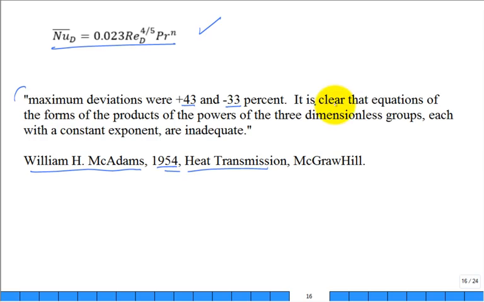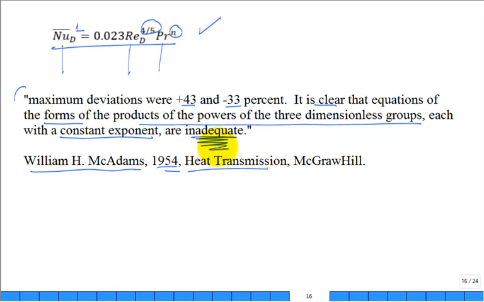It is clear that equations take the form of the product of the powers of 3 dimensionless groups, each with a constant exponent, 1, 4/5, constant. Or, what is that word? Inadequate. Look, these equations are going to get you in the ballpark, but you can still put 3 significant digits of your answer for us in this class.